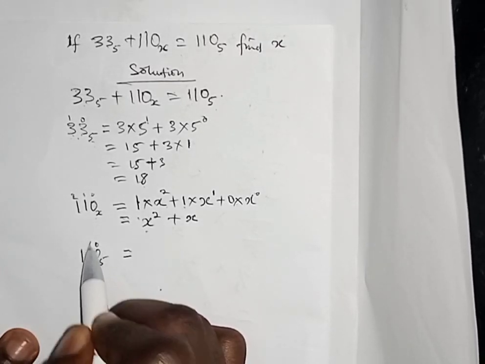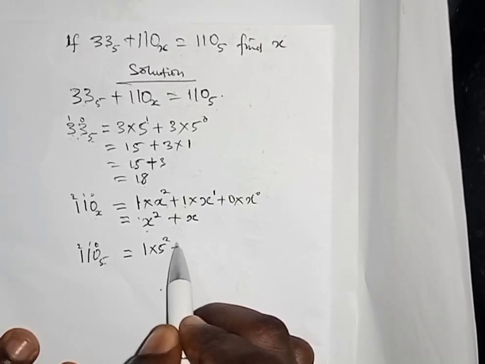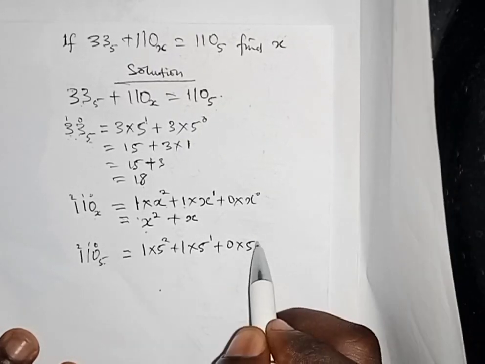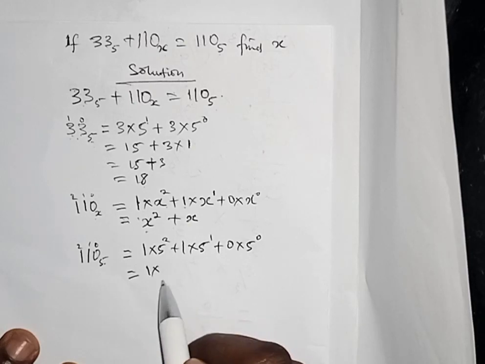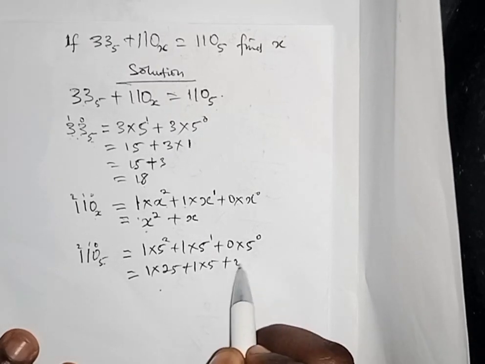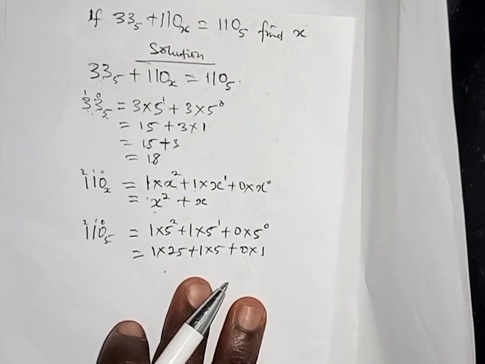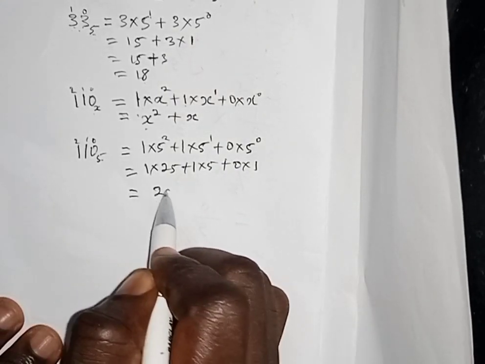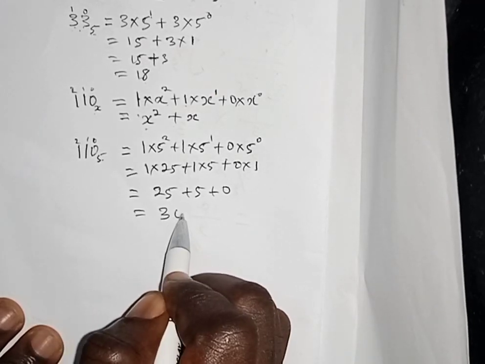Now converting the last one, 110 base 5, I number the positions 0, 1, 2. So I will have 1 times 5 raised to power 2 plus 1 times 5 raised to power 1 plus 0 times 5 raised to power 0. This gives me 1 times 5 squared, which is 25, plus 1 times 5, plus 0 times 1, since any number raised to power 0 is 1. So this is equal to 25 plus 5 plus 0, and eventually this is equal to 30.